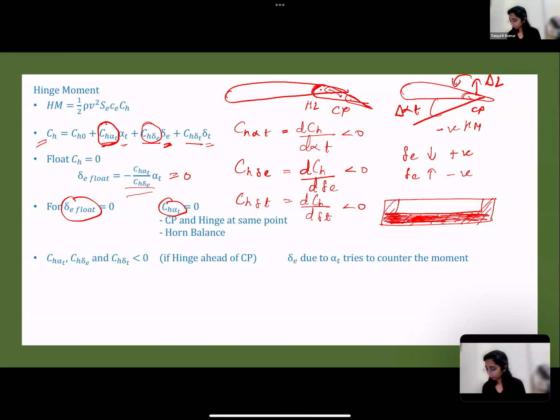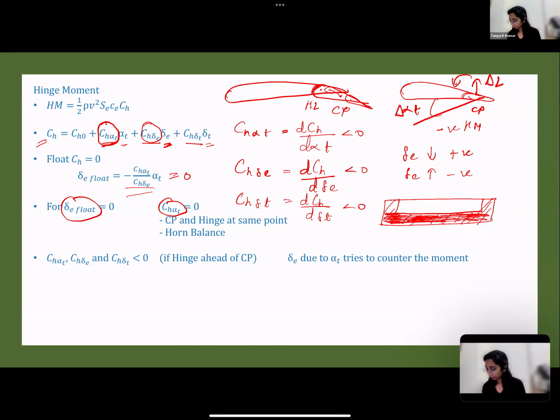You just told me that if I pull the elevator down, the angle of attack reduces and the aircraft will pitch down. So if I pull the elevator up, angle of attack increases and the aircraft pitches up. Yes, lift decreases. There's a delta L downwards. Correct. And the angle of attack will increase.